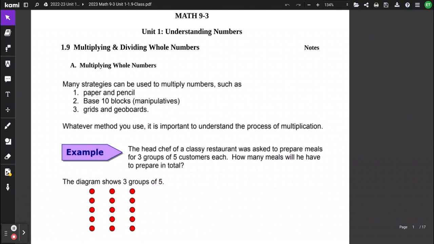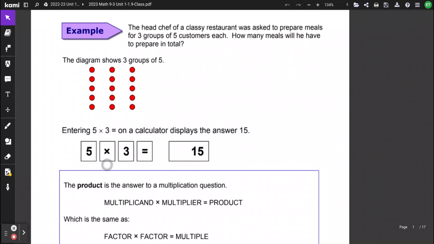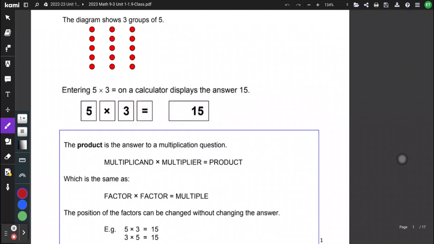What you do is whatever you find easiest. So it says, the head chef of a classy restaurant was asked to prepare meals for 3 groups of 5. How many meals does he have to prepare? Well, he did 3 groups of 5, so he could do 5 times 3 to get 15. So he literally drew circles so that he could figure it out. If you want, you can draw circles, or you can just do the multiplying on the calculator.